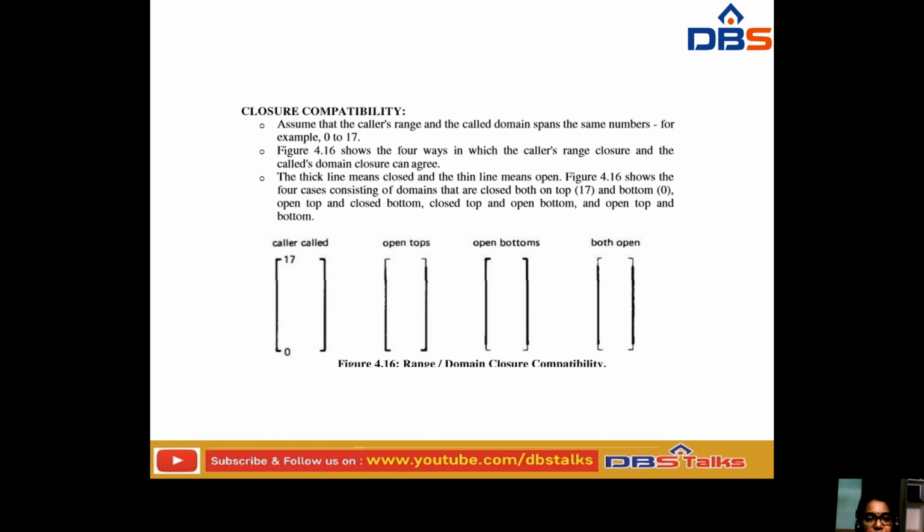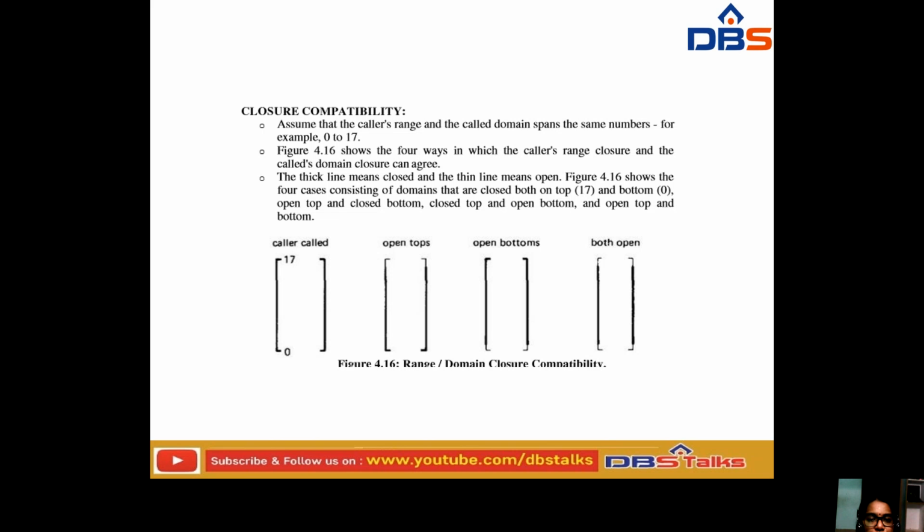So if you have observed this closures compatibility, assume that the caller range and the caller domain span the same numbers. For example, if you have taken from 0 to 17, if you have observed this figure, we can define the range like this, that is from 0 to 17.